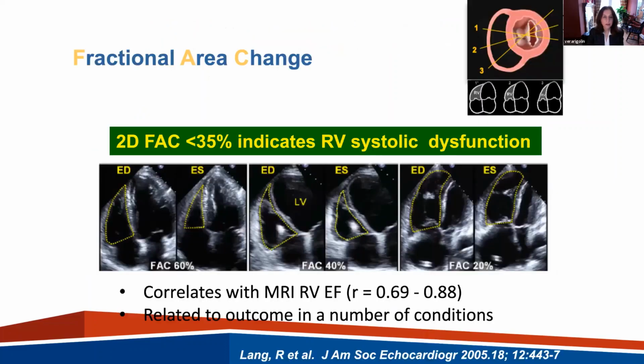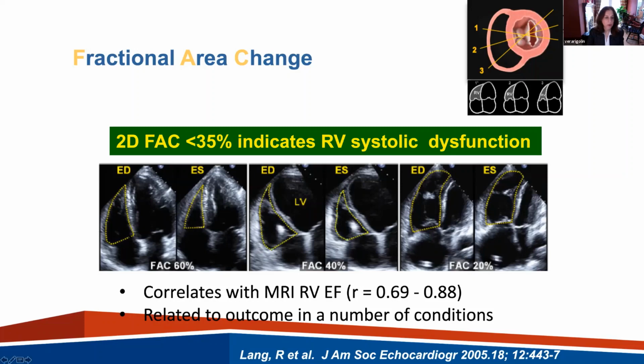Now, looking at some of the more quantitative parameters, the first one is the fractional area change. A normal fractional area change is greater than 35%. So if you measure a fractional area change and the number comes out to be less than 35%, suspect that there is RV systolic dysfunction.